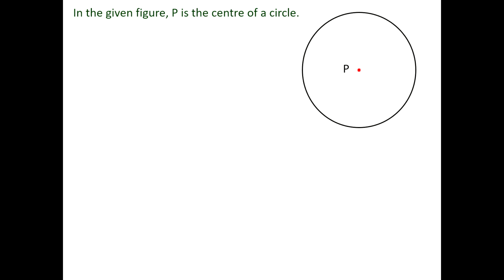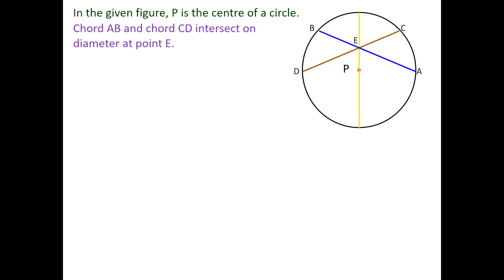Let us begin application sum of circle. So we have first sum as in the given figure P is the center of a circle. So here is a circle with center P. Then we have chord AB and CD intersect on diameter at E. So diameter we got it, and the chords are AB and CD which are intersecting at point E.